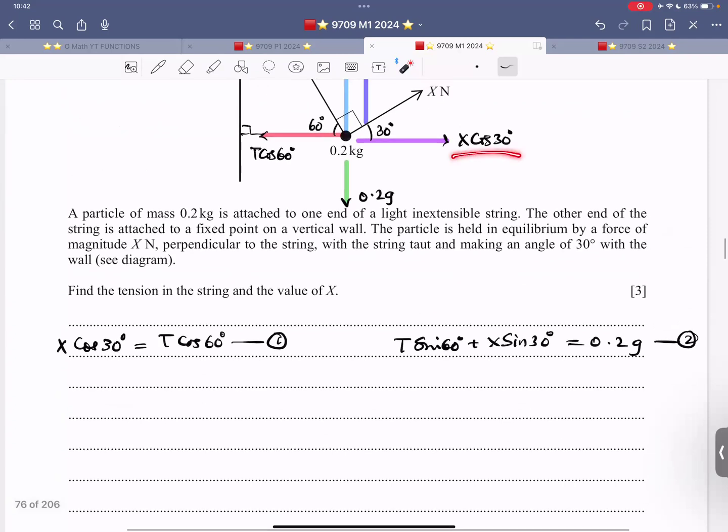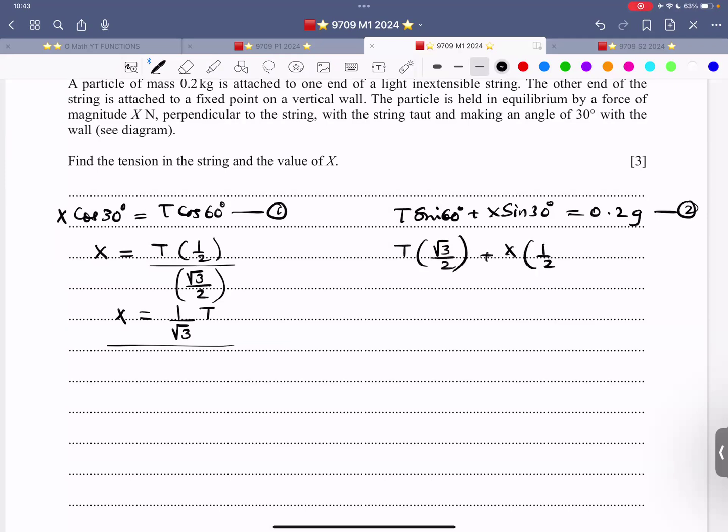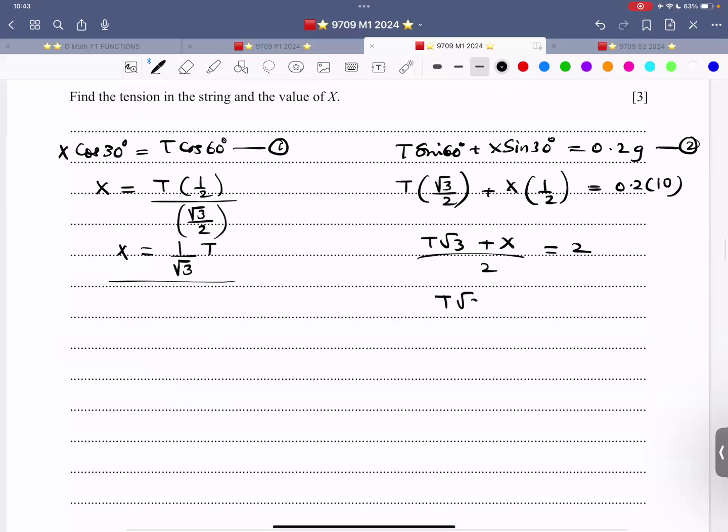So look over here. X cos 30 is T cos 60. That is written. Let me simplify it a bit. Therefore, X is equal to T cosine 60, which is half, divided by cosine 30, which is √3/2. So the 2 and the 2 cancel out. So X is 1/√3 times T. That's one equation. T sine 60 plus X sine 30, T into √3/2 plus X into half, is equal to 0.2 into 10, which comes out to be 2. So therefore, (T√3 plus X) divided by 2 is 2. Therefore, T√3 plus X is equal to 4. That is the second equation further simplified. This is the first equation further simplified.